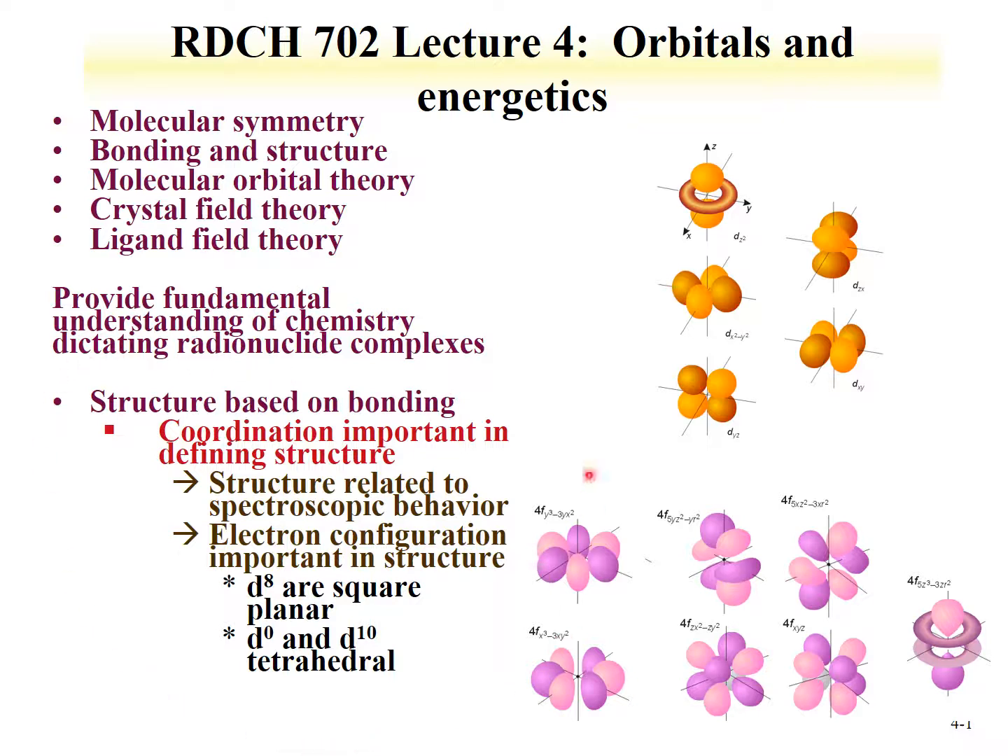So, one of the primary factors of this lecture is that structure is based on bonding. The interactions of electron orbitals, the d's and the f's, are going to dictate the coordination chemistry. The importance of the coordination chemistry is that it is going to be related to spectroscopic behavior, and how one can identify different chemical forms of the actinides in solutions or solid phases based upon spectroscopic properties.